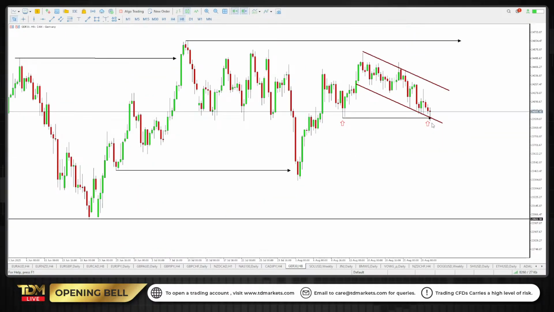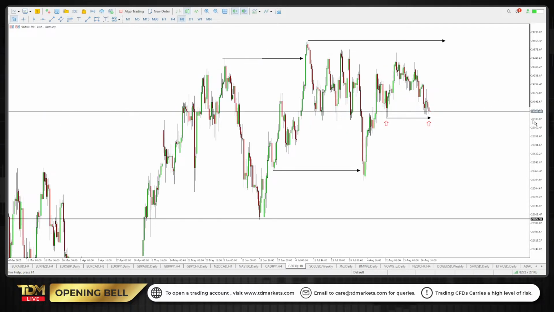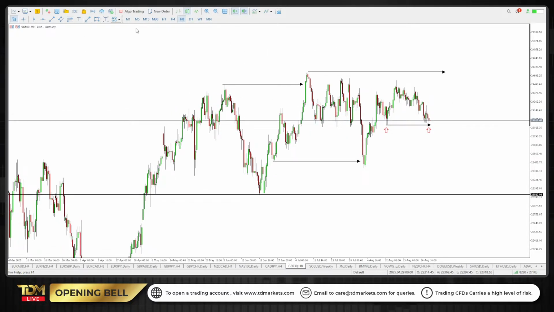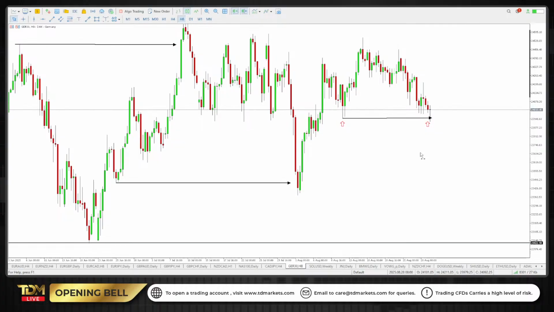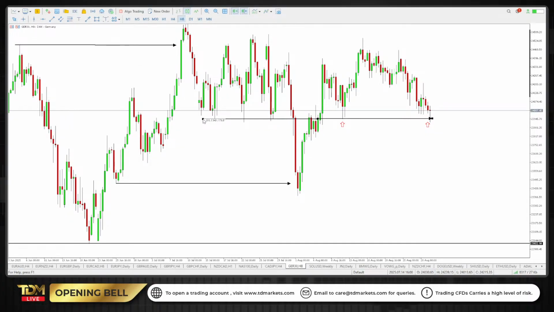German 30, we are also okay. Let me just zoom out. German 30 is still trading within an ascending structure. Whatever we're seeing here is price creating higher highs and higher lows. So where the market is here, we want to see how price is going to react on the support. There's a support zone here, I'm just going to use an arrow. We are waiting to see how price is going to react on the support zone.